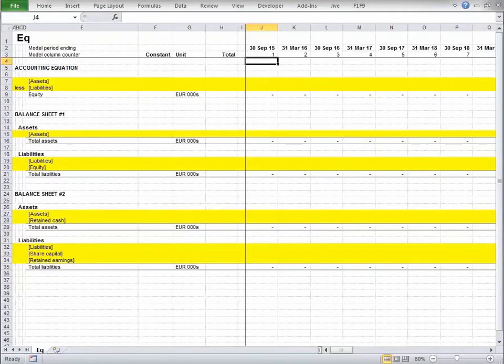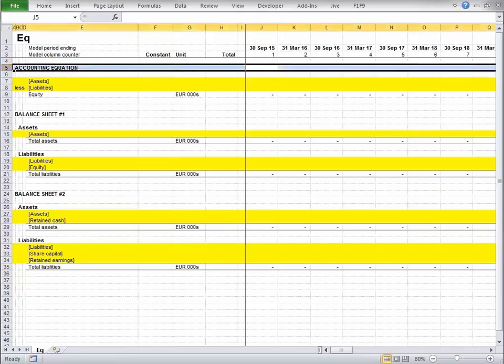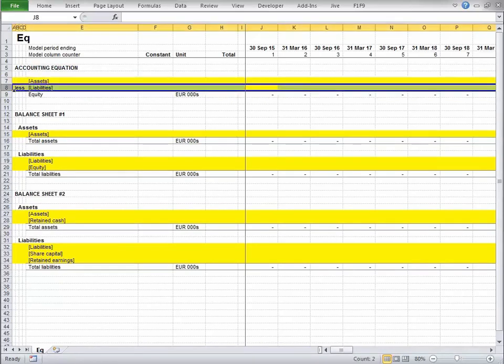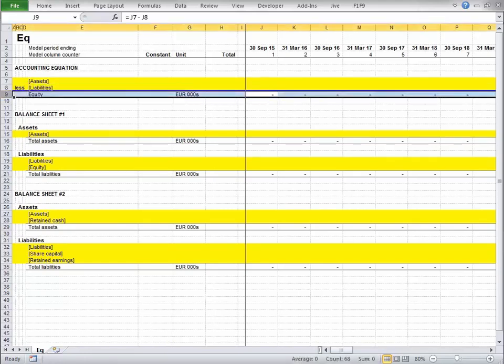I'm going to talk through a conceptual model to help us understand how the primary financial statements fit together in a dynamic forecast model. And the starting point is something called the accounting equation. The accounting equation states that assets, being what I own, less liabilities, being what I owe, are equal to equity.